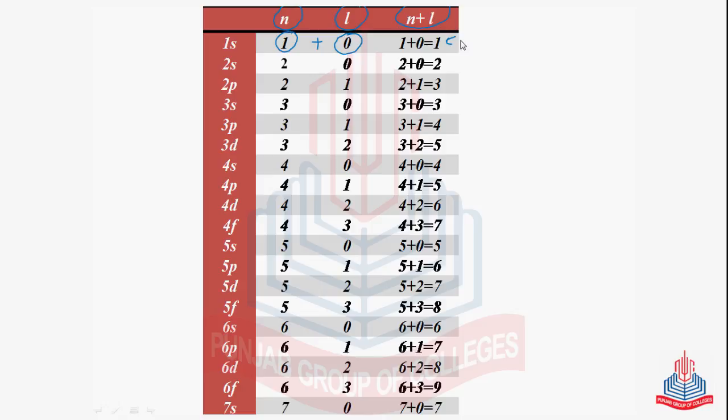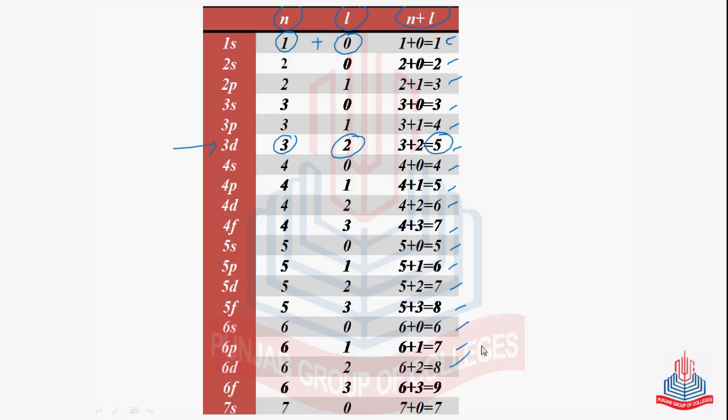Let us take another value such as for 3d, n will be 3, L will be equal to 2, and 3 plus 2 will be equal to 5. So what conclusion can be made from this n plus L table? The conclusion is that the electrons are added to the subshell in the order of increasing energy level. ये हमें energy level के answers मिल रहे हैं. इन energy level के answers के हिसाब से electrons की filling होगी.